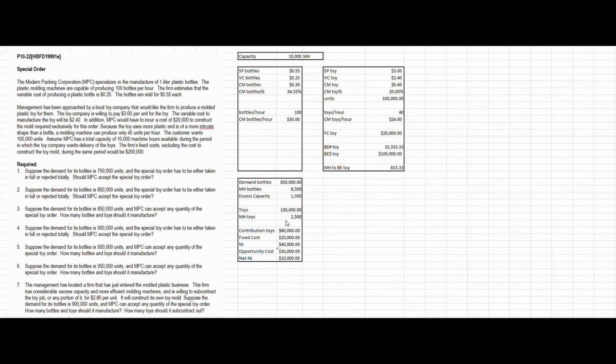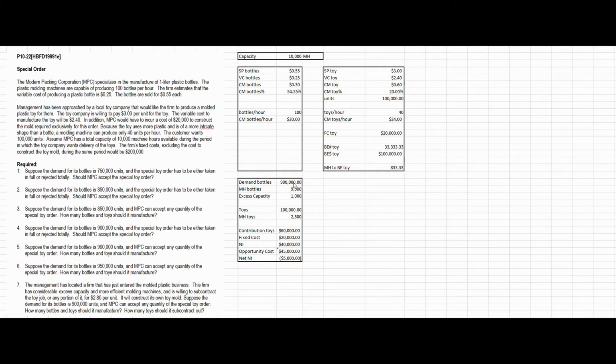Why? Because I am 1,000 hours short of machine hours necessary to make the 100,000 toys. In order to make the 100,000 toys, I have to take 1,000 hours away from bottles. Each bottle or each hour dedicated to bottles contributes $30. So 1,000 hours taken away from bottles at a contribution margin per machine hour of $30 gives me an opportunity cost of $30,000. So the net economic effect is $10,000. So I would still accept the special order. However, it's much less profitable than it was before because I've incurred a significant opportunity cost.